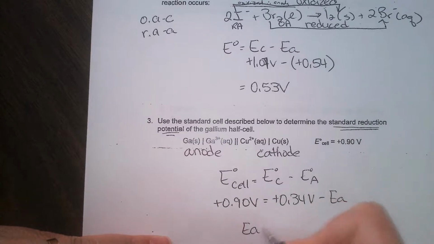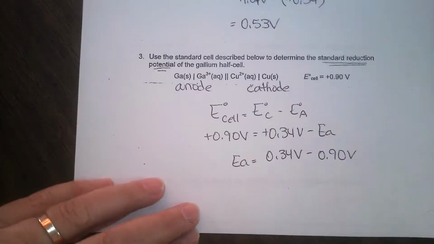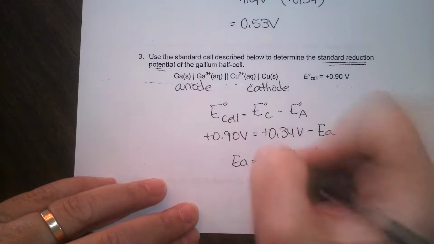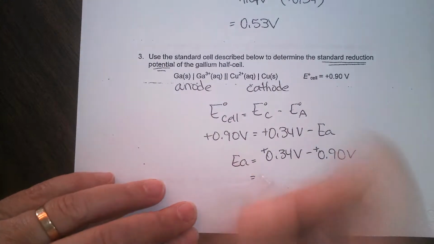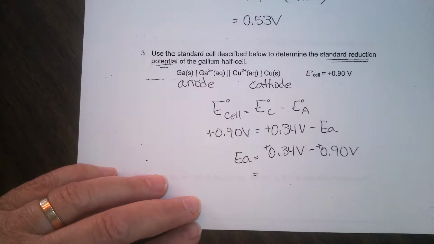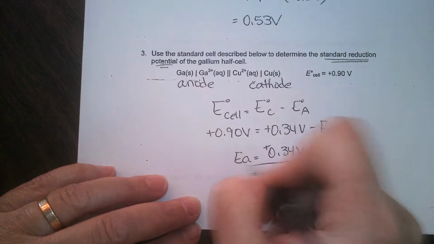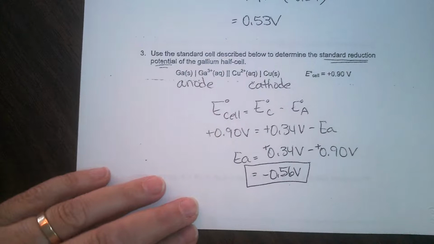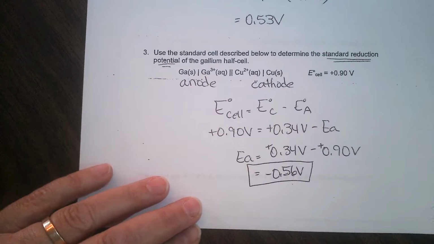So in order to solve for that, I'm just going to rearrange it. And yes, I left out the positives. That's a bad habit to get into because you'll forget. What do I get for a value here? Okay, that's the cell potential for gallium based on this particular reaction.